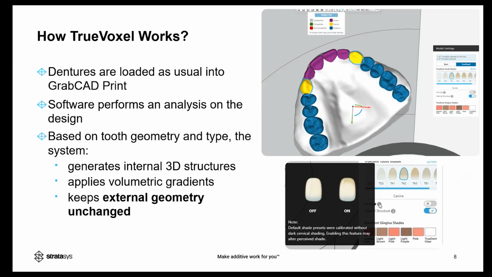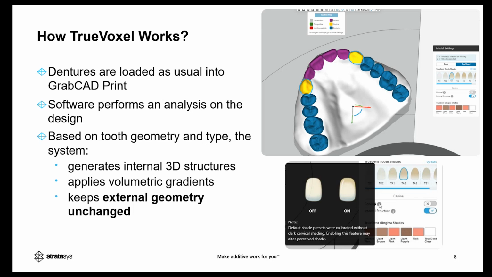Now, how it works: dentures are loaded into GrabCAD Print, and we perform an analysis on the cases that are expected to get the True Voxel shades using a machine learning network. We try to identify and classify different features and components on the denture model, and then we can allow you to understand which models are going to be compatible with True Voxel and which are not going to be. I'm going to get to it in a second.